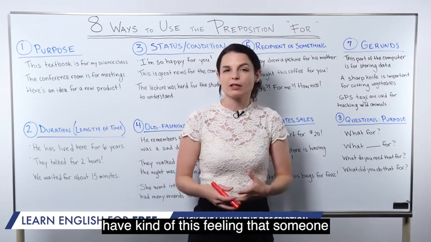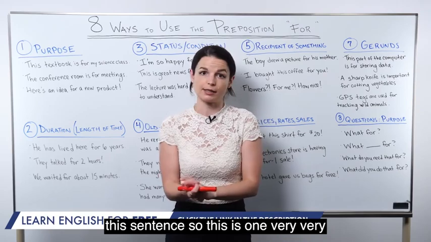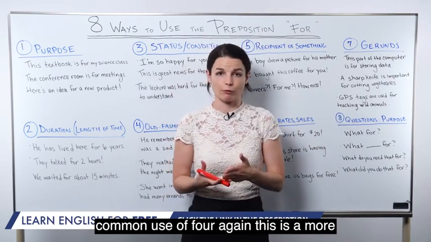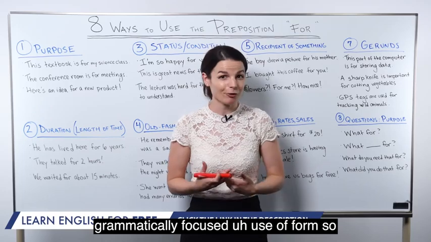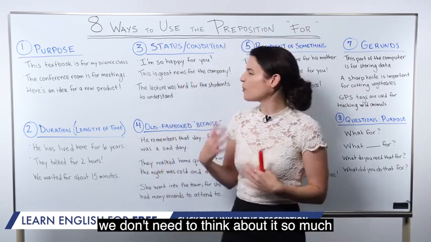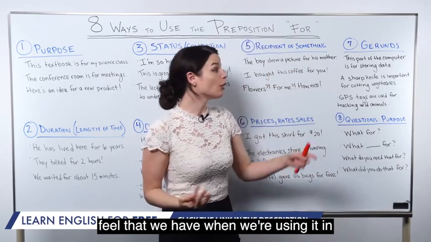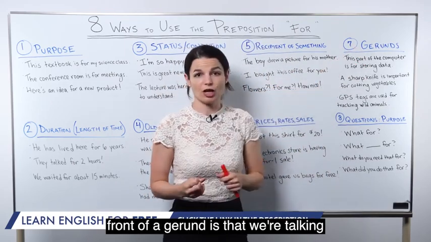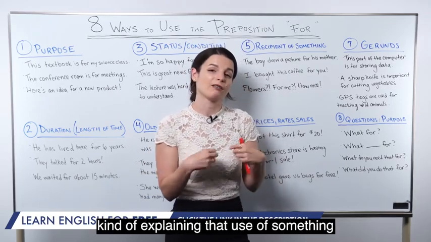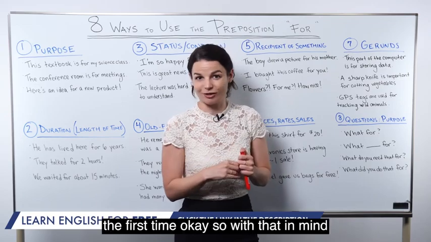Again, we have this feeling that someone is explaining something new to us with this sentence. So this is one very, very common use of for. Again, this is a more grammatically focused use of for, so we don't need to think about it so much like a specific meaning, but a general feel that we have when we're using it in front of a gerund is that we're talking about the use of something, and we're explaining that use of something, sometimes to someone who's learning for the first time.